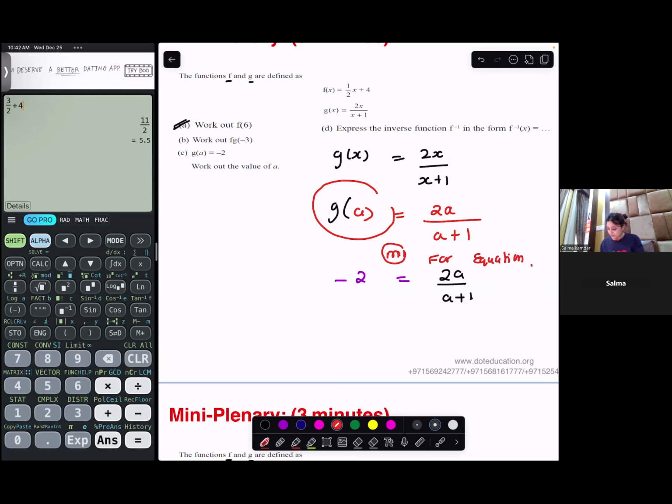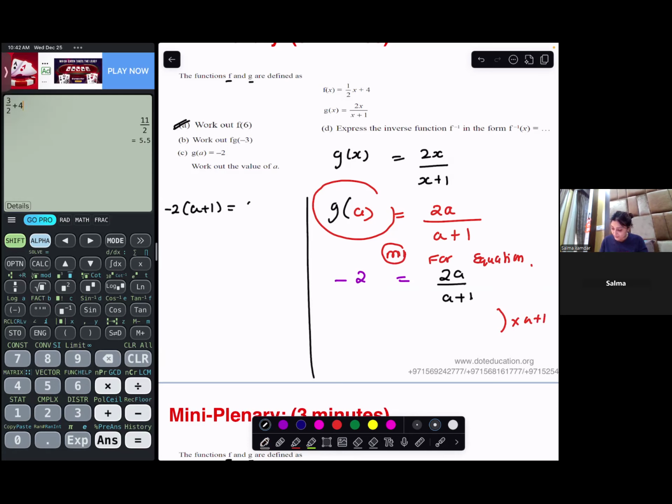Now what do you have to do? You have to just solve this equation. So if I'm solving this equation, I will multiply both the sides by a plus 1. So I will be left with 2 minus 2 in the bracket a plus 1 is equal to 2a. I expand my bracket, minus 2 into a and minus 2 into 1. So this becomes minus 2a minus 2 is equal to 2a.